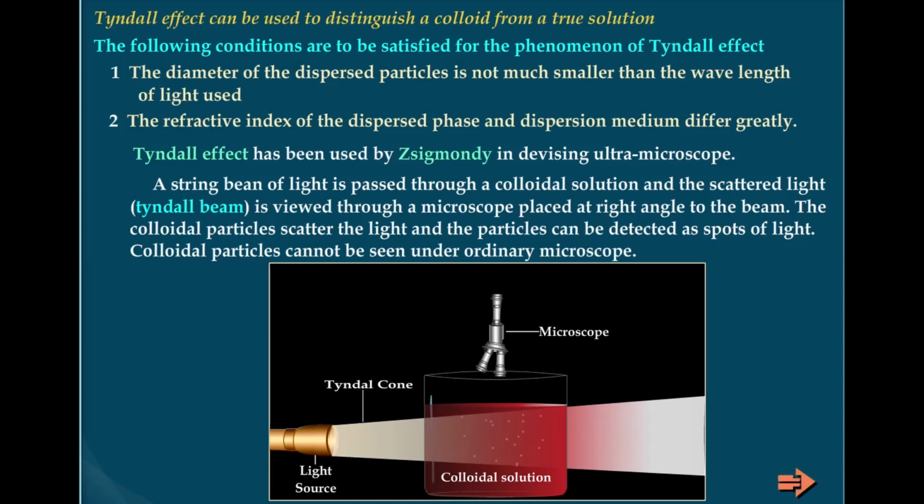That is, a beam of light is being passed through a colloidal solution and the microscope is kept at right angles to the beam. The colloidal particles scatter the light and the particles can be detected as spots of light against a dark background. Colloidal particles cannot be seen under an ordinary microscope. So this is called an ultramicroscope.